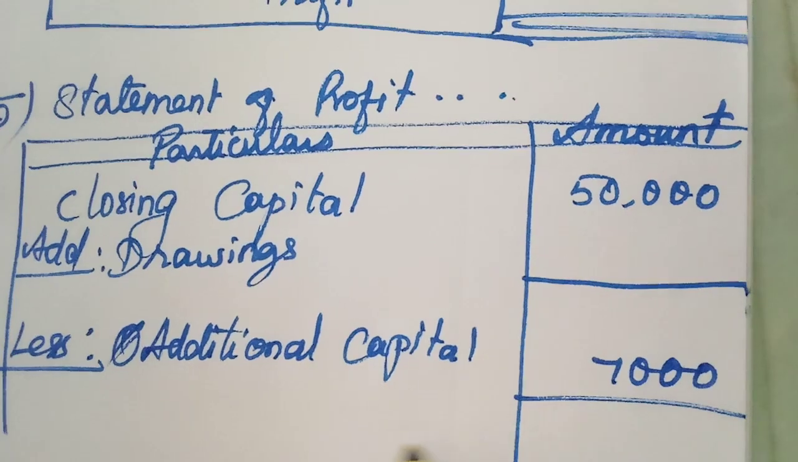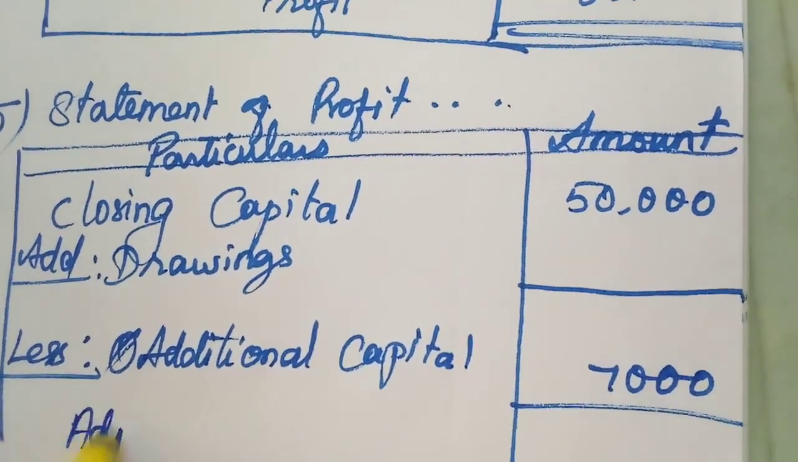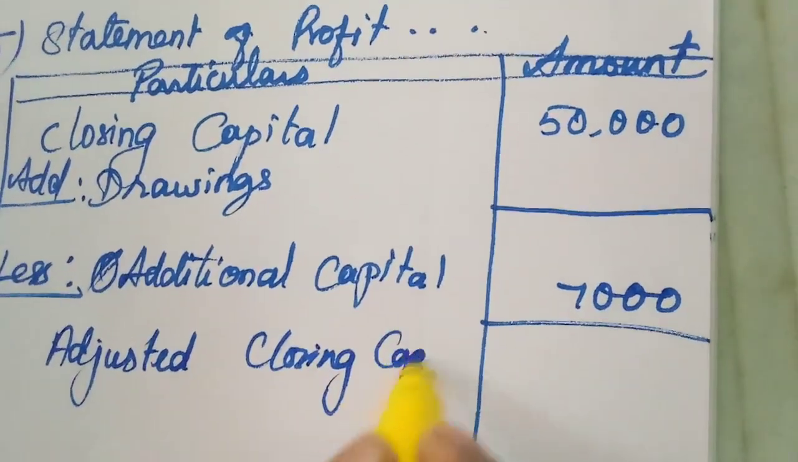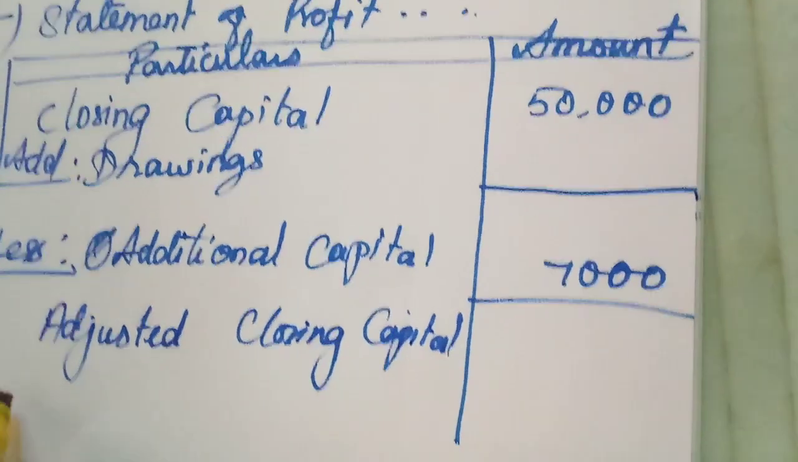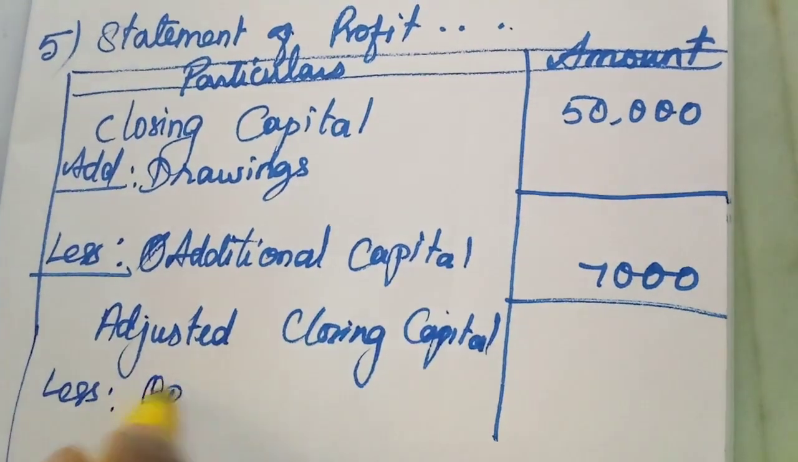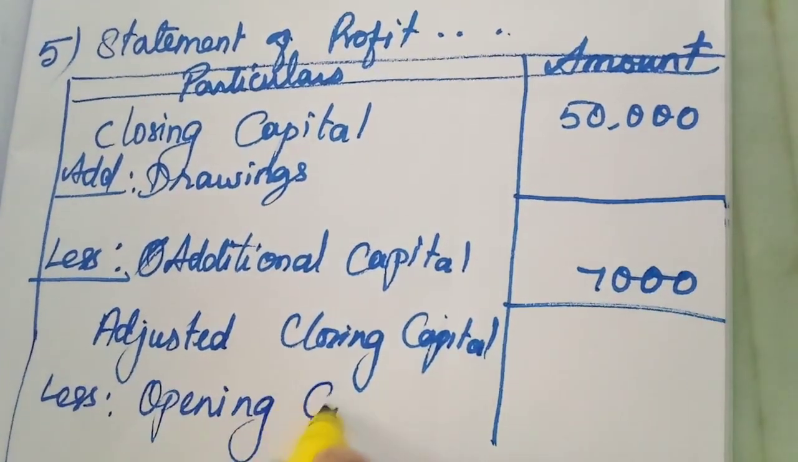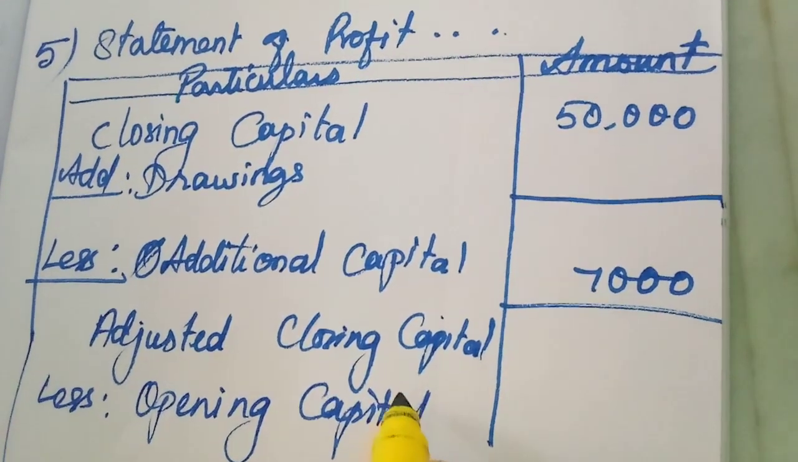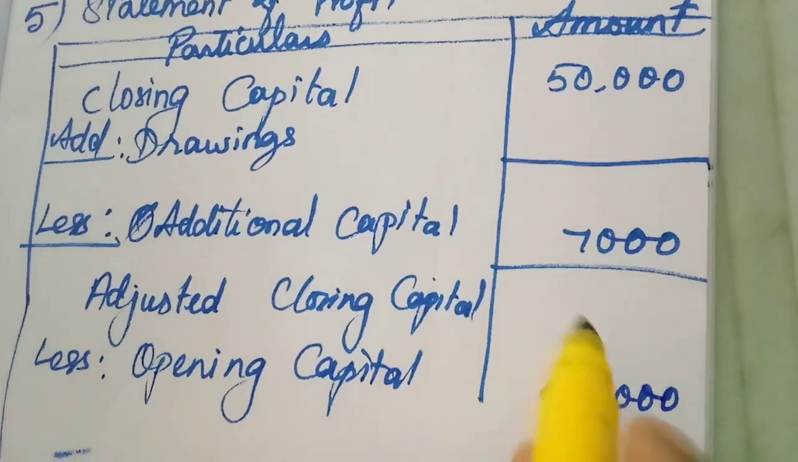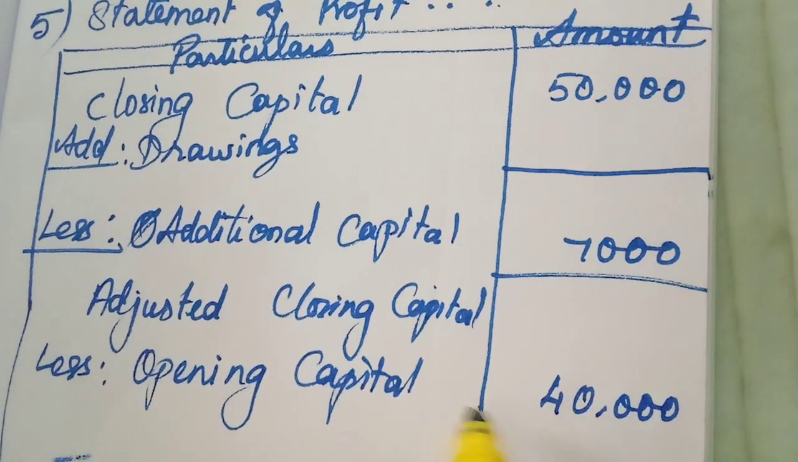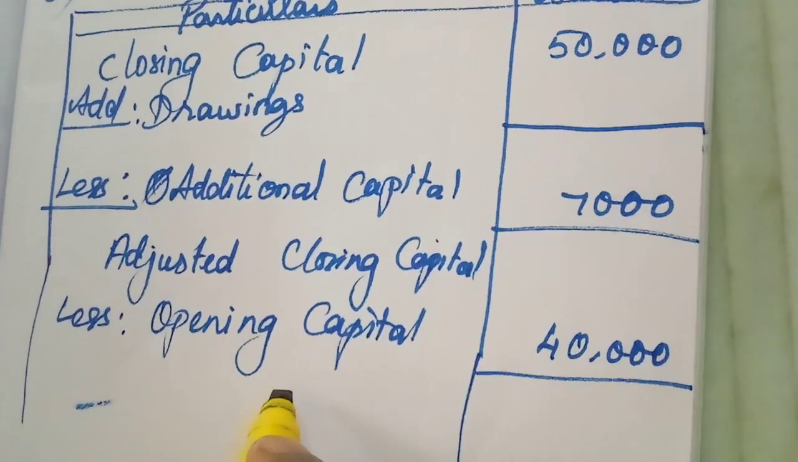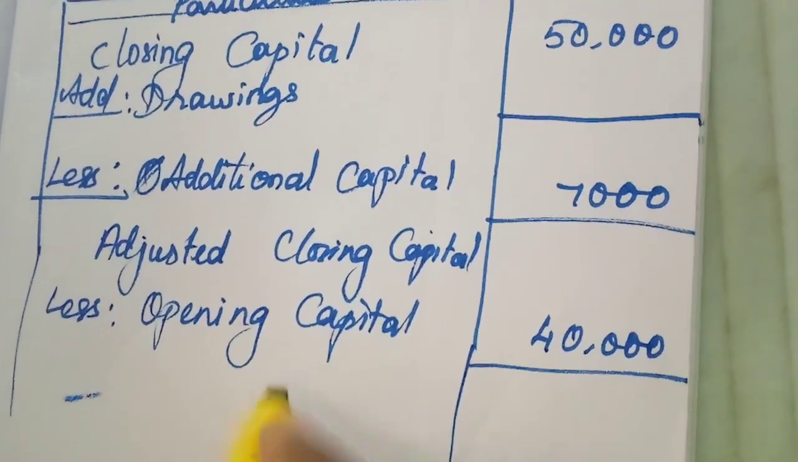Okay. Draw line. This is called adjusted closing capital. You write adjusted closing capital. We do not know the amount. From that we have to deduct the opening capital. So less opening capital. What is the opening capital given in the problem? 40,000. Okay, write that amount, 40,000. See how I am writing? Just below that 7, this 0, then here 40. Then draw line, less opening capital. What we will get? Profit. What is the profit? 8,000.